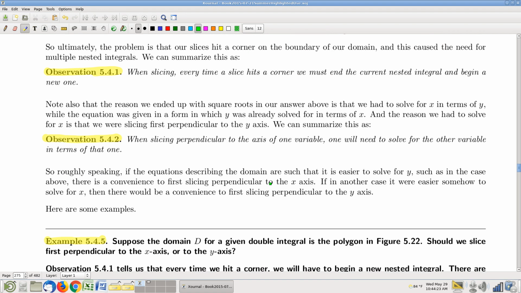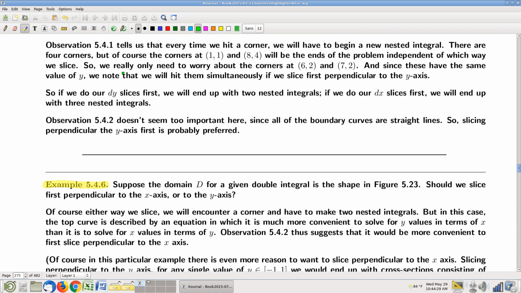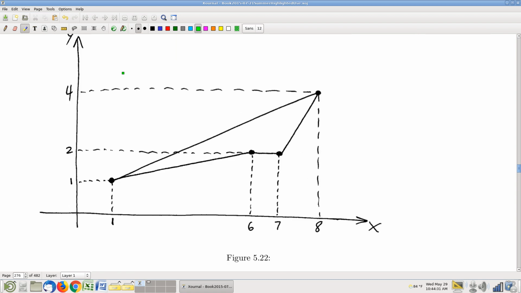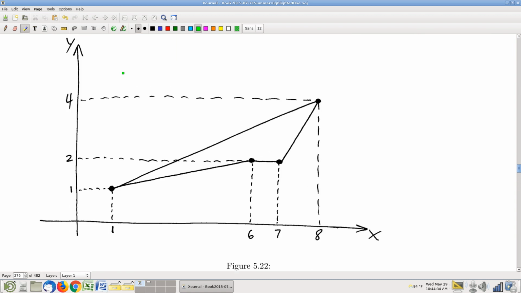Okay, so those are these two observations that I made down here, and a couple of examples. This one here, I mean, that's kind of ugly, right? There's no way to avoid corners with this. But do notice that because of where the corners are and the fact that these two corners have the same coordinate, if you slice it up on the outside with y going from 1 to 4, you only have two separate chunks. Whereas if you do it this way with x on the outside, you're going to have three separate chunks. And I like 2 better than 3.